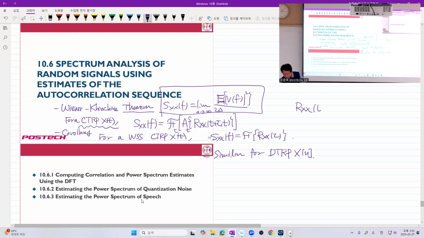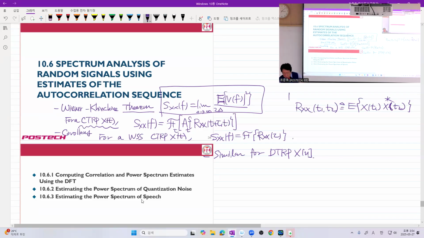But initially, this two-variable function is defined as this one, if x is a complex valued random process. So this is the autocorrelation function evaluated at t1 and t2. For the theorem, we need to replace t1 with t plus tau and t2 with t. Got it?